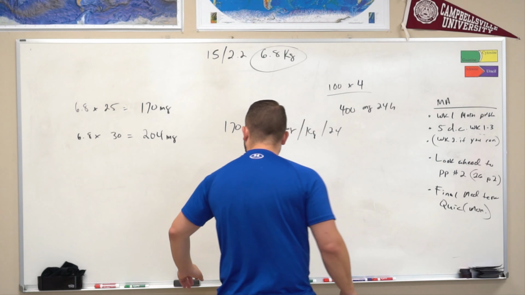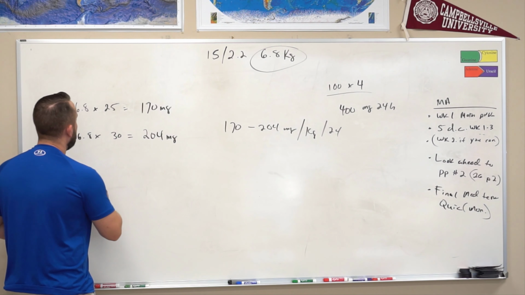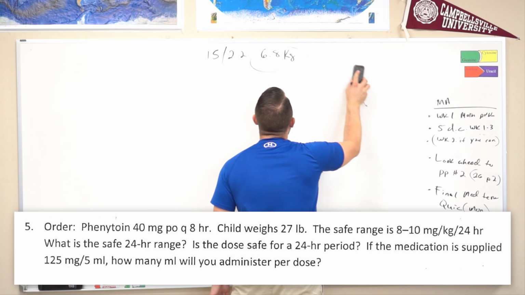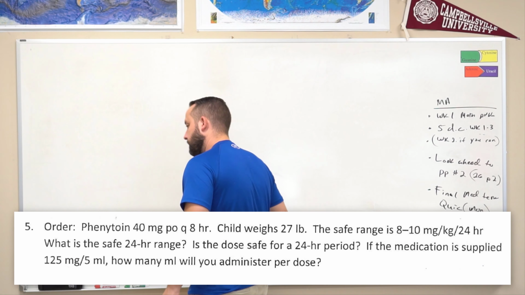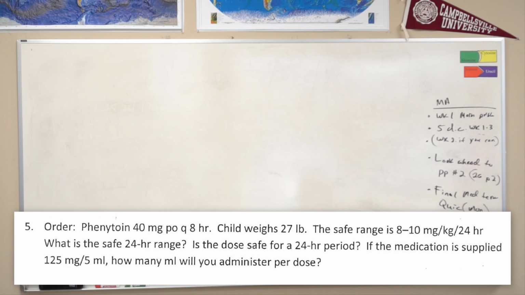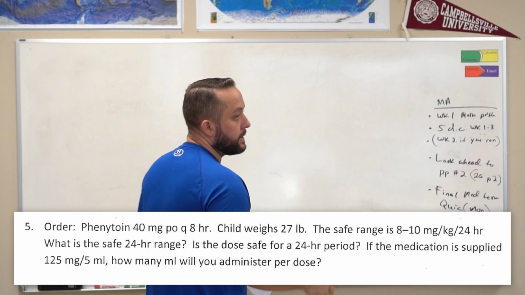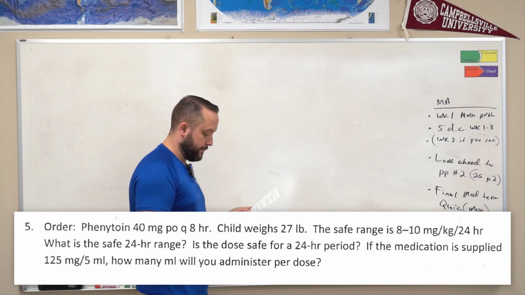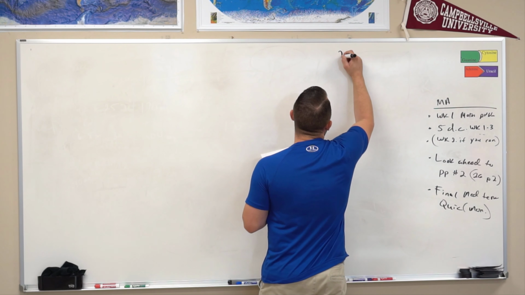Number 5, fentanyl 40 milligrams, PO Q 8 hours. Child weighs 28 pounds. The safe range is 8 to 10 milligrams per kilogram in 24 hours. Number 5? Yeah. Okay. So you just saw that one worked out. What are we going to do first here? So we can still figure out the child's weight. Yep, I agree with that.